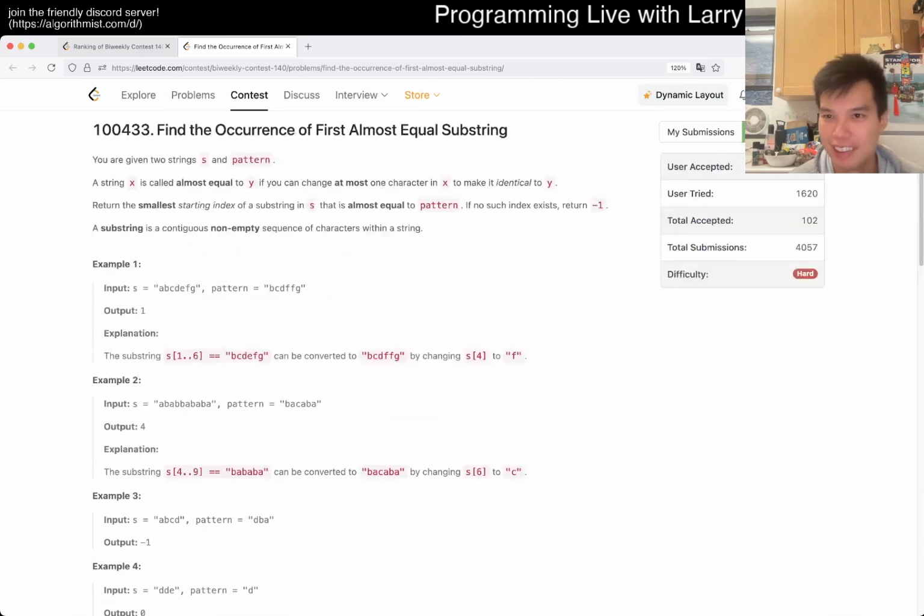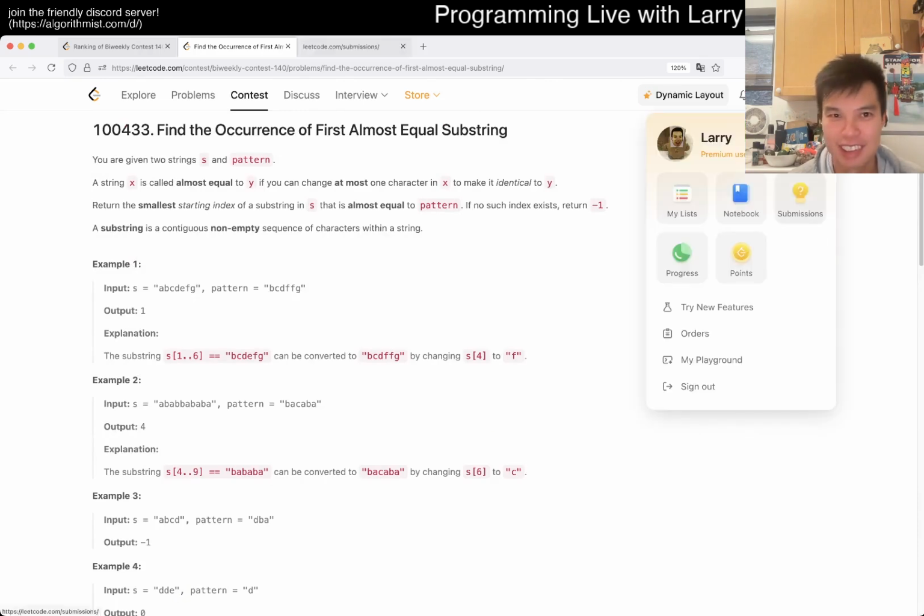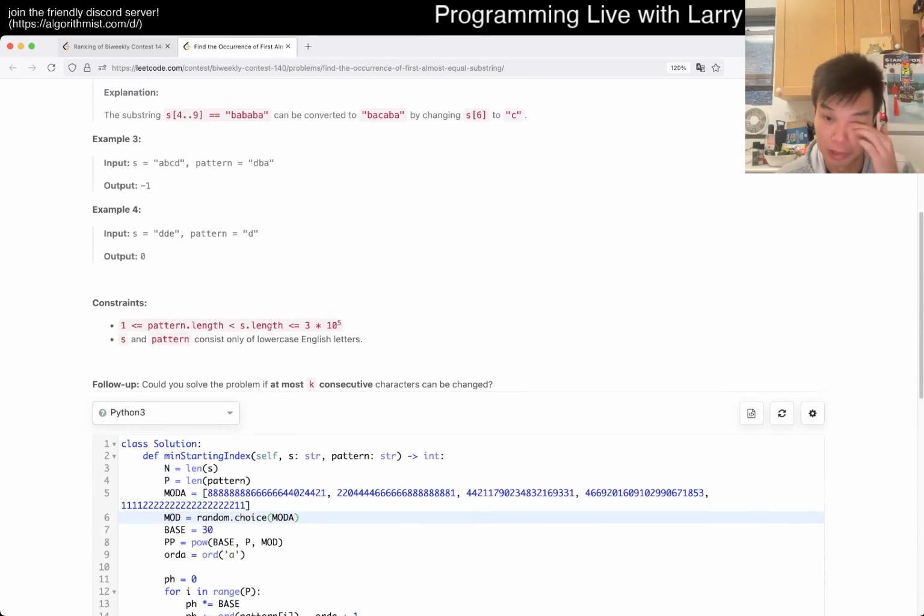I hope that LeetCode doesn't somehow fail this. I mean, they still might. I don't know anymore. I don't know how to do the K consecutive one. I mean, this one was hard.